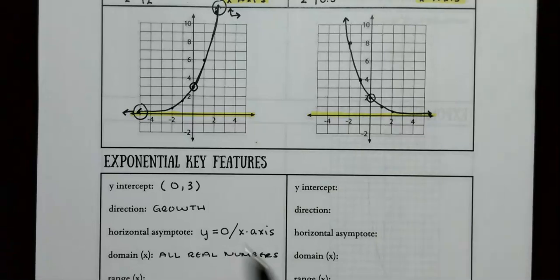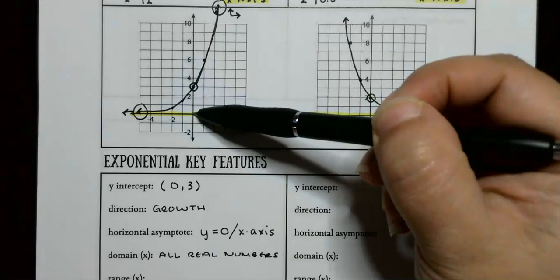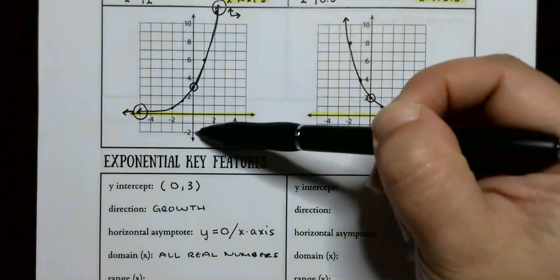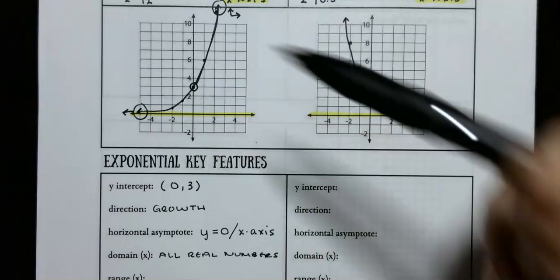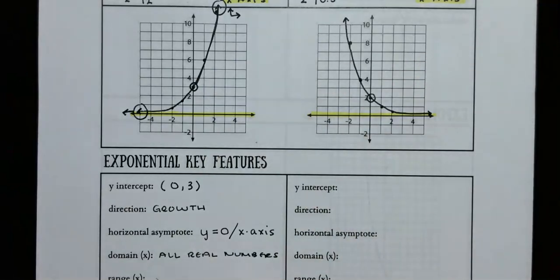So for this one, because it doesn't pass below the x-axis, we actually don't have any negative y values in this graph. So your range is going to be, all the y values are going to be greater than 0. Notice I didn't put greater than or equal to because we're not allowed to touch that line.